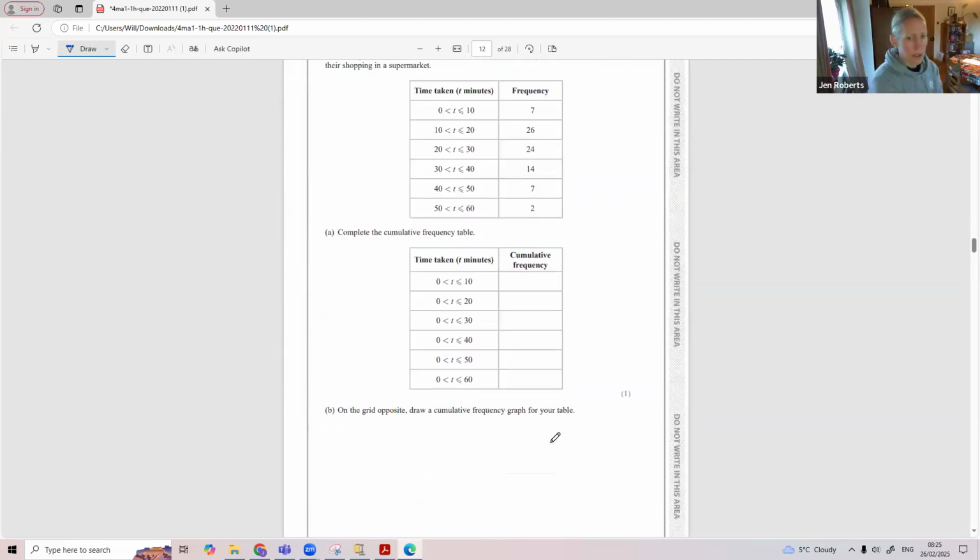Okay, cumulative frequency. So we add up our values as we're going along. Between 0 and 10 is just 7. Between 0 and 20, well, it's 26 plus 7, isn't it? Which is 33. And then you'd add your 24. So you get 57, 71, 78, and 80.